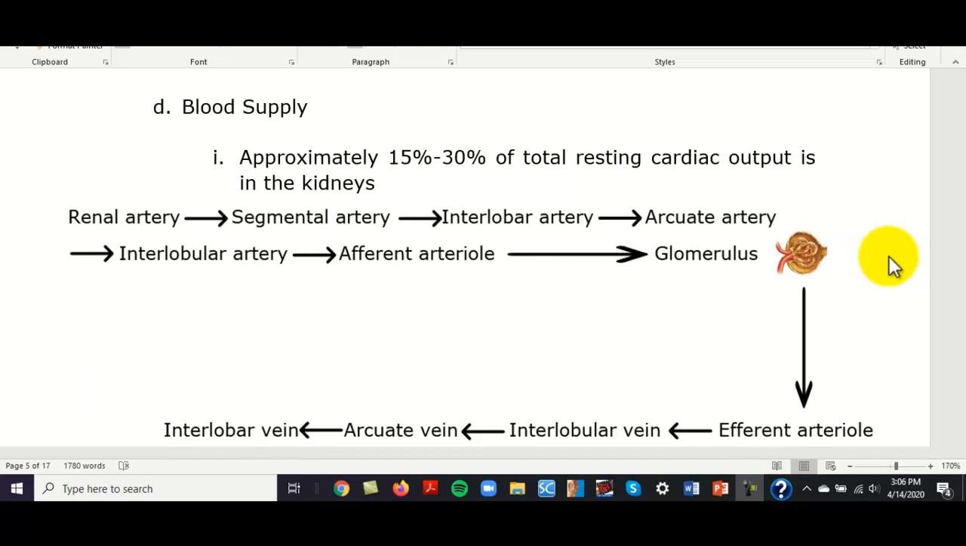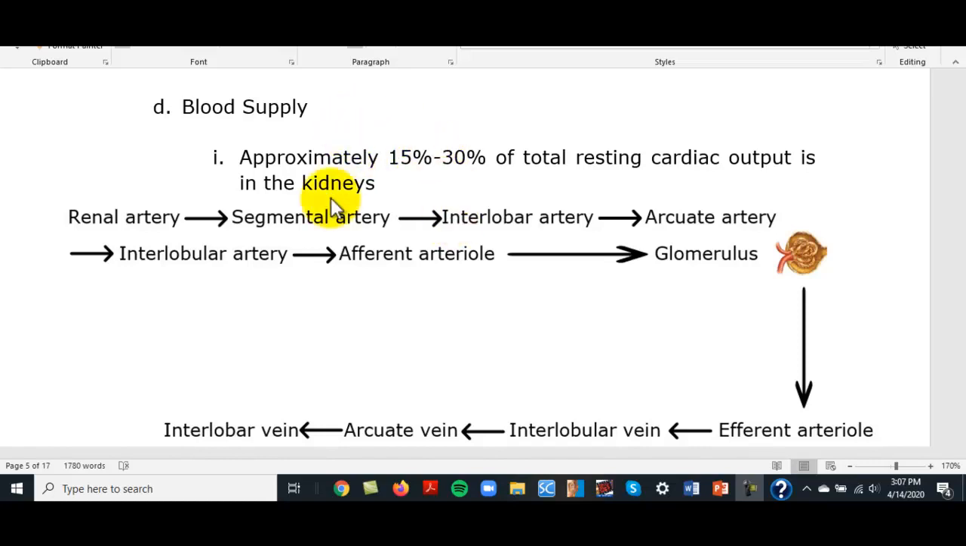Okay, blood supply to the kidneys and through the kidneys. Like it states here, the kidneys receive 15 to 30% of total resting cardiac output. I'll just put it this way: kidneys require a substantial amount of blood pressure and blood flow. If a person is having an issue with loss of blood or heart problems, and blood is not flowing through the kidneys correctly, the kidneys will shut down.